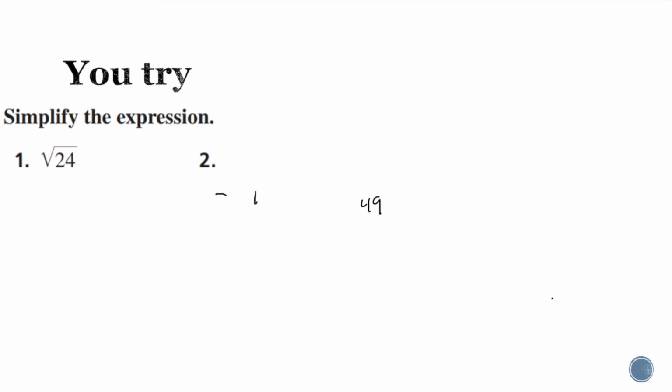Now, I'd like you to try a few. Find the square root of 24. Now, simplify negative square root of 80. Now, simplify the square root of 49 times x cubed. And lastly, the square root of 75 times n to the 5th power.